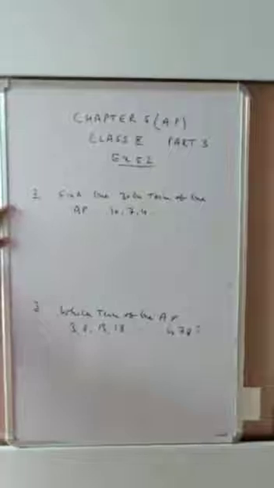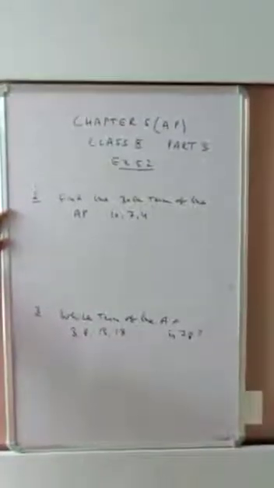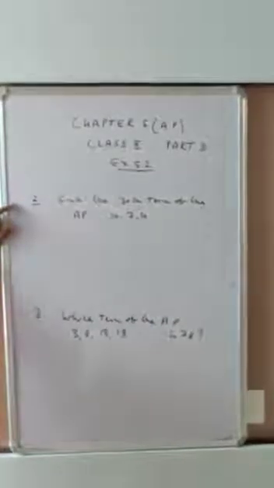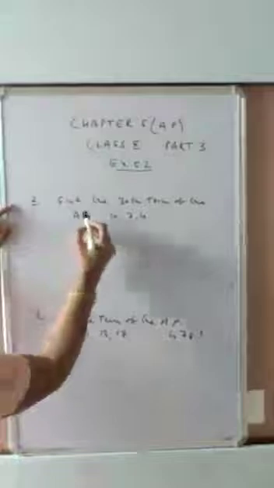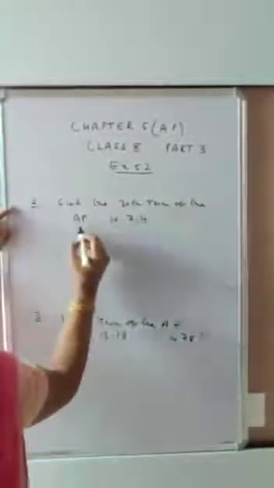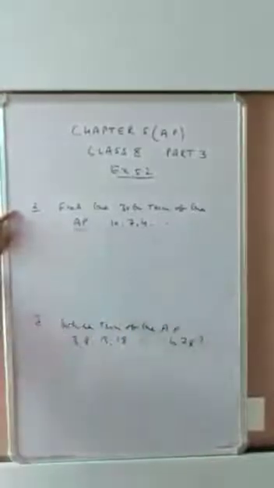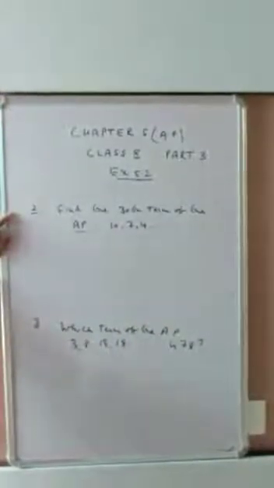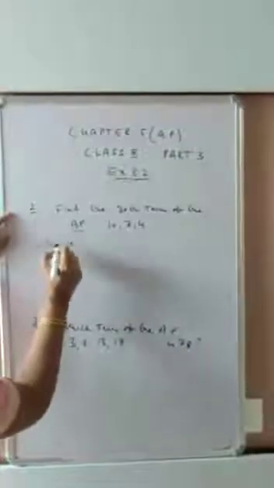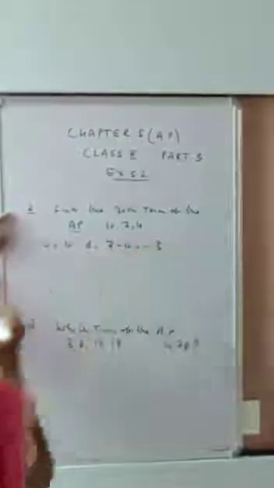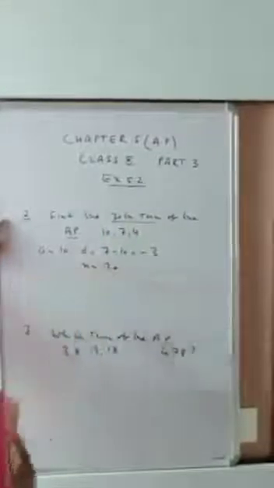Students, today we continue with exercise 5.2 by applying the formula an is equal to a plus n minus 1 into d, and I have taken question number 2 of 5.2. Find the 30th term of the AP 10, 7, 4. Now it is clear that the given pattern is an AP, no need to check it. What is a here? 10. How to find d? a2 minus a1, that is minus 3, and 30th term means number of terms is 30.